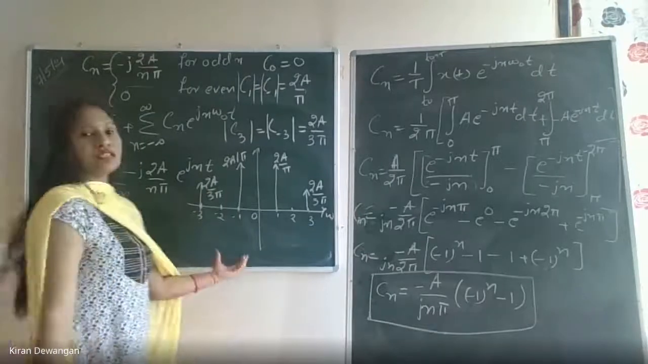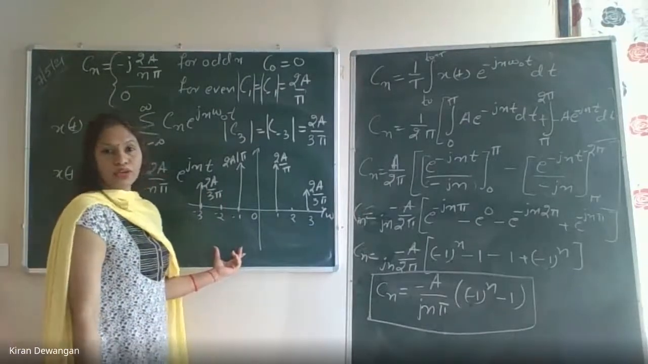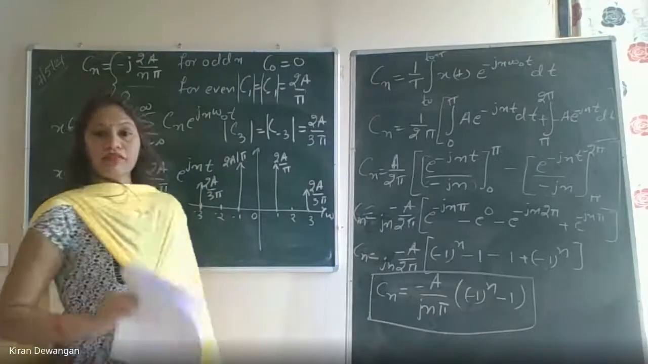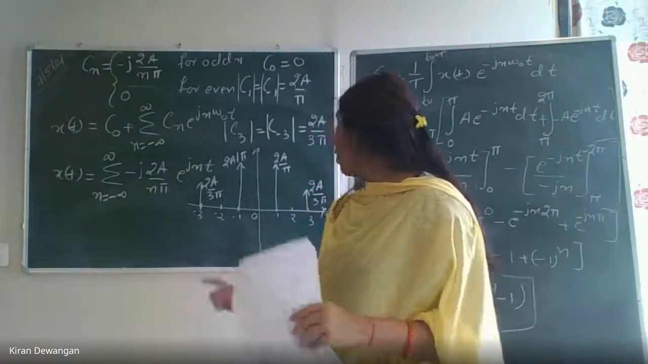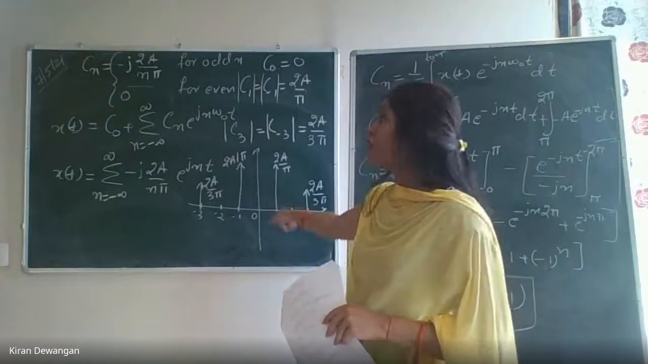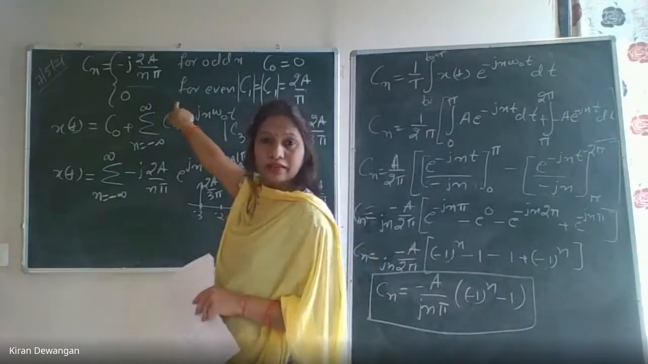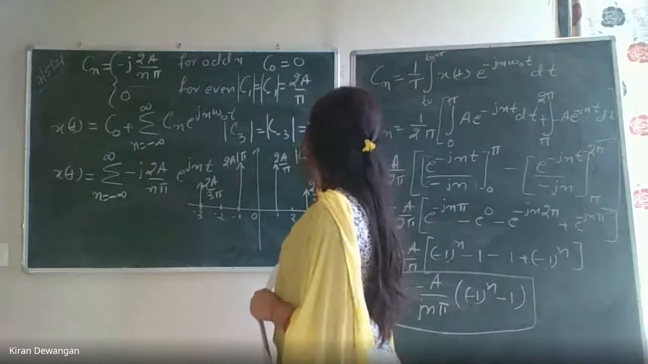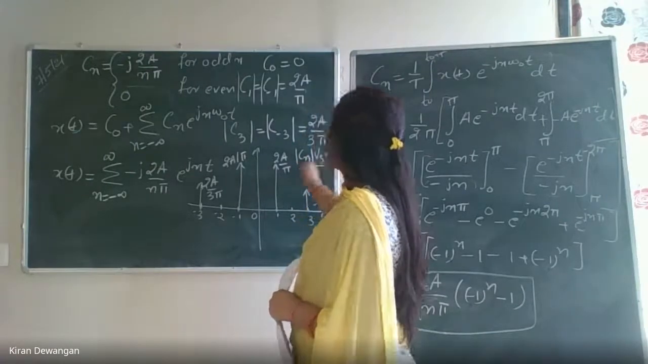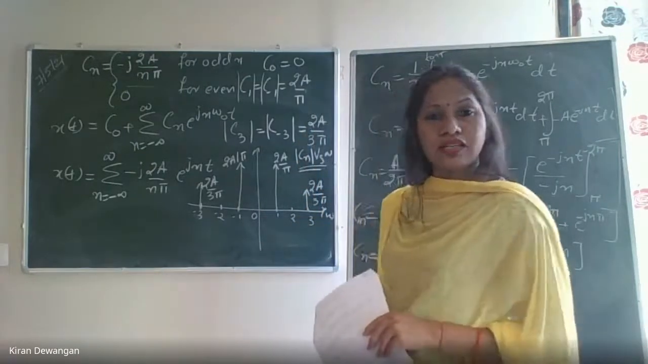ठीक है. So this is how we can plot the amplitude spectrum. Is this part clear, everyone? यहाँ पे clear है सबको? Amplitude spectrum is clear or not? ये बहुत सिंपल है. We just have to calculate the values of Cn. ठीक है. Mod of Cn versus omega.